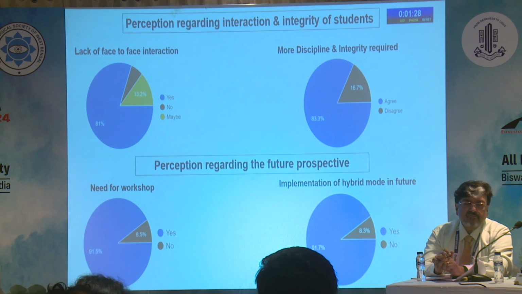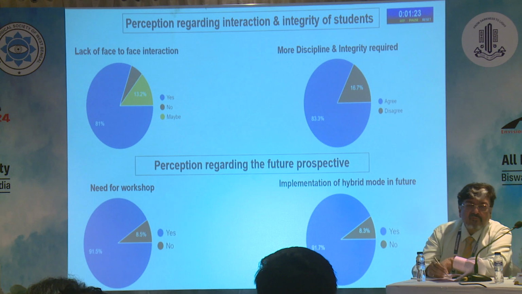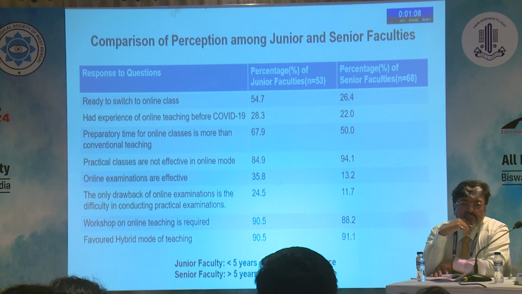And the lack of face-to-face interaction was perceived by 81%, and more discipline and integrity is required according to 83.3% of our faculty members. And 91.5% of our faculty members feel the need for a workshop on online education, and 91.7% of our faculty members want to implement this hybrid mode in future. So this is the comparison among senior and junior faculties. The major difference we noted is that most of the junior faculties are ready to switch to this online mode.